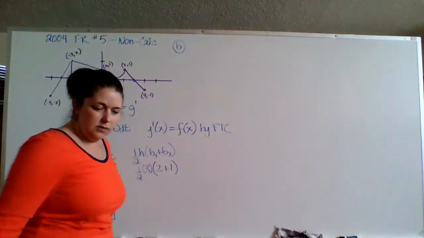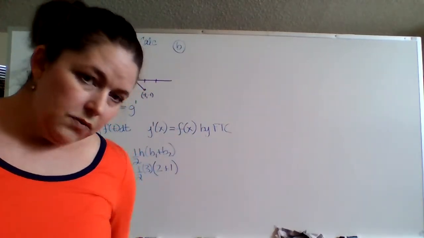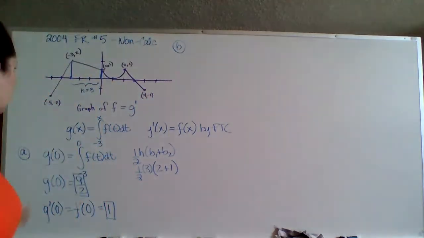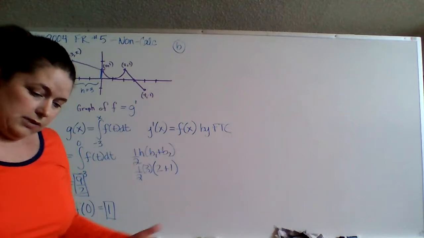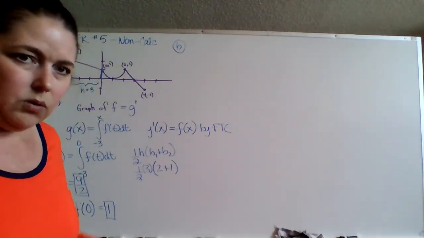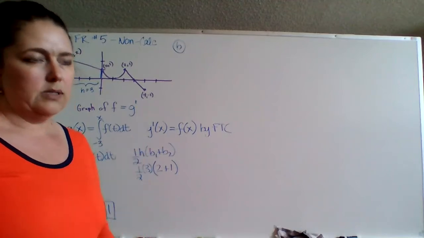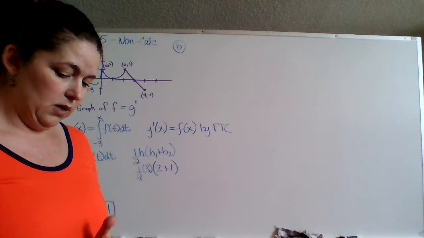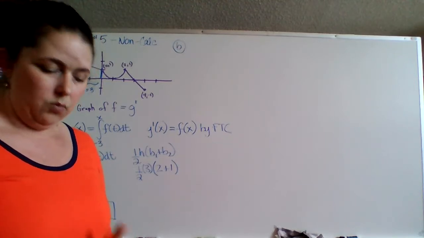Part B says, find all values of x in the open interval from -5 to 4. Well, that makes sense because our graph goes from -5 to 4. It does say in the open interval, at which g attains a relative maximum. So we've had ones that say local, we've had ones that say relative, but if it's a relative min or max, you're trying to think about that first derivative test and the way the derivative changes sign.